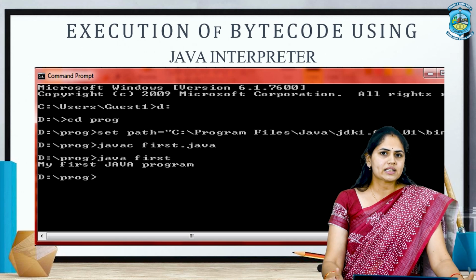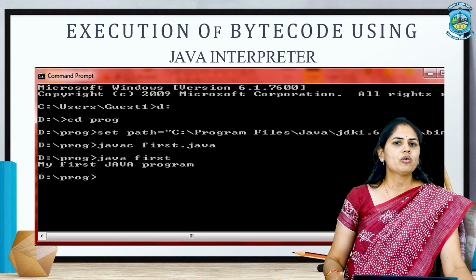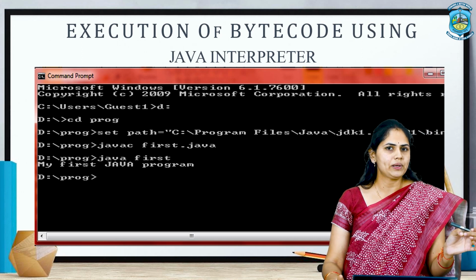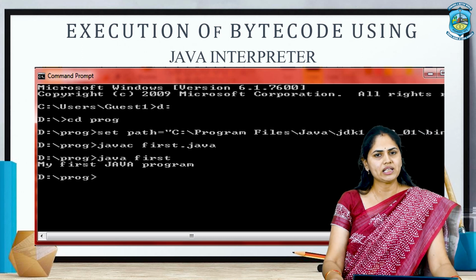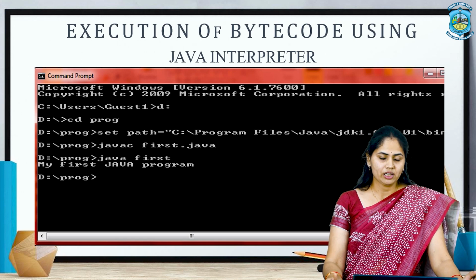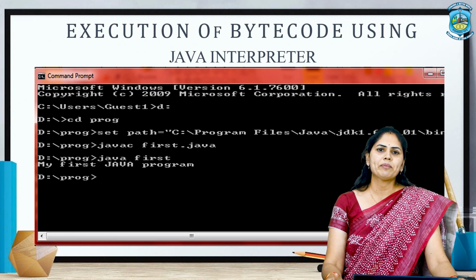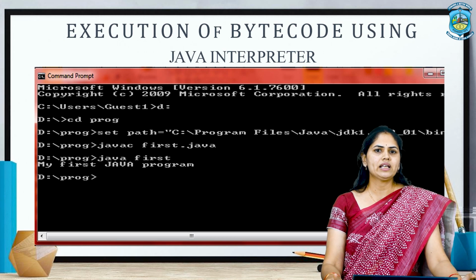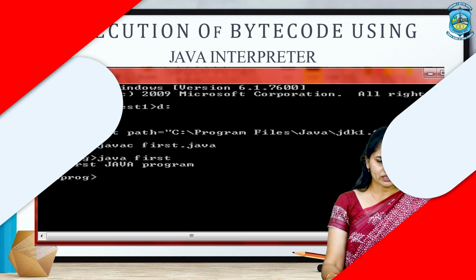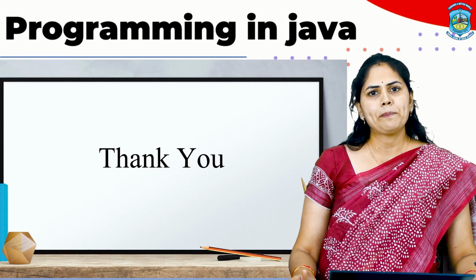So, this class file you will give to the interpreter. Now, we are going to invoke the interpreter. So, how to invoke it? Simply you will write java space name of the file. The name of the file was first. So, you will write java space first and press enter. You can see the output of the program on the screen. So, that is how the Java program is compiled.